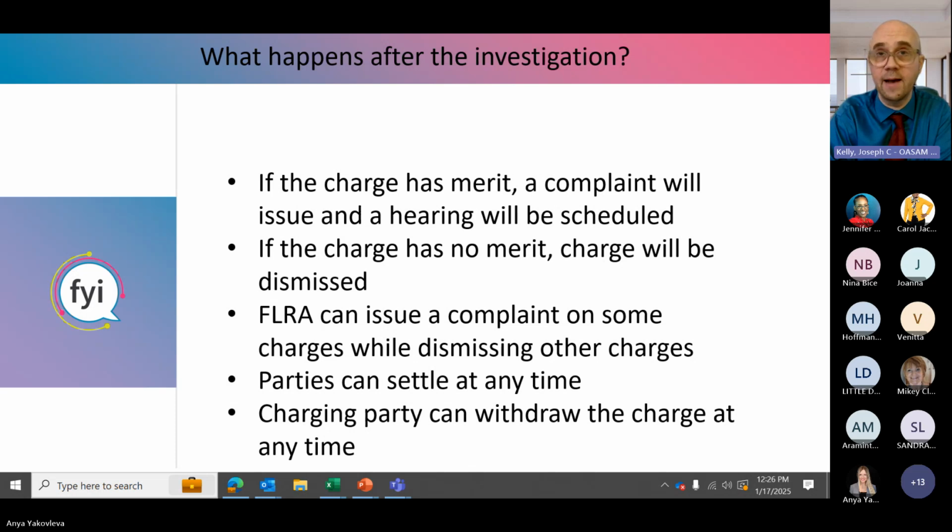The parties can settle at any time. The FLRA loves for the parties to settle, and they never stop strongly encouraging, I might even go so far as to say arm twisting, parties to settle disputes, because it makes the FLRA's life a lot easier. They prefer negotiated agreements to forced resolutions on any given dispute. They would rather the parties reach agreements and then everybody gets to wash their hands and move on to the next dispute, right? So in addition to settling, a charging party can change their mind and withdraw the charge at any time.